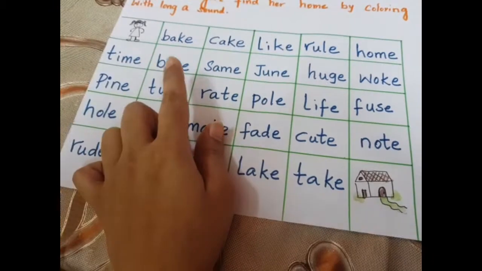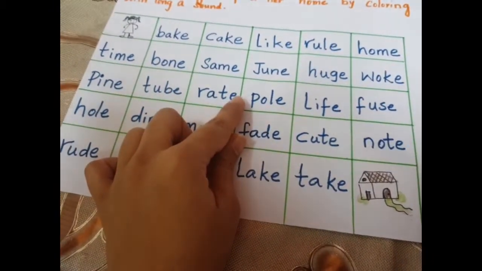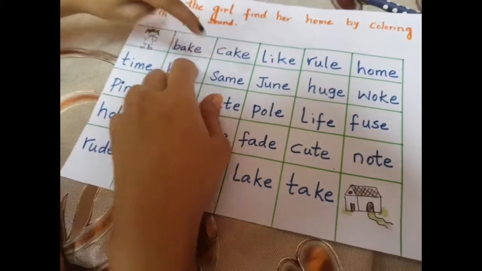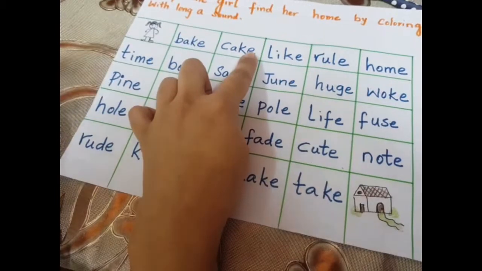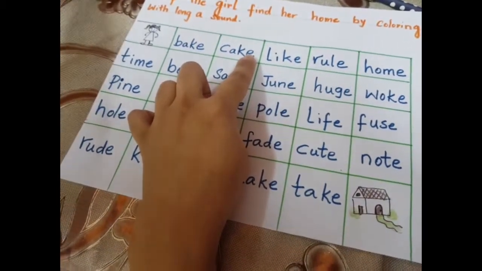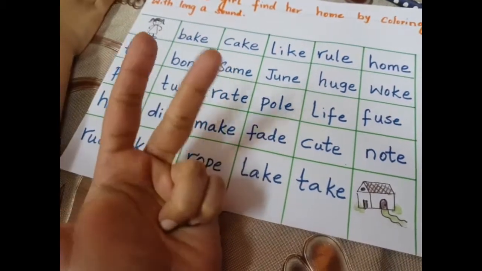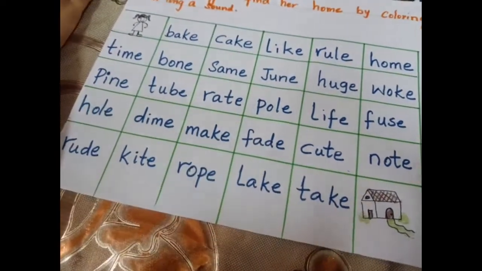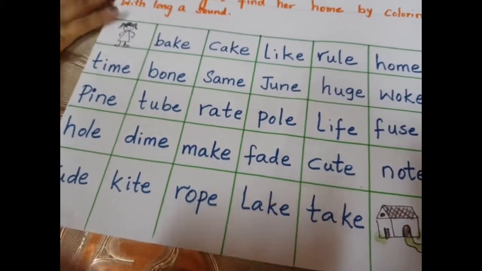Yes, you have to color the long A sound words. Where will you find the long A sound words? Where you have A-E words. When you have A-E in a word, it makes the long sound of A. So here you have long sounds of E, I, O and U, but you need to color only those with a long A sound. Yes? So now tell me, where is the long A sound word?